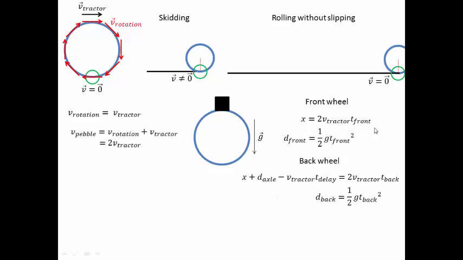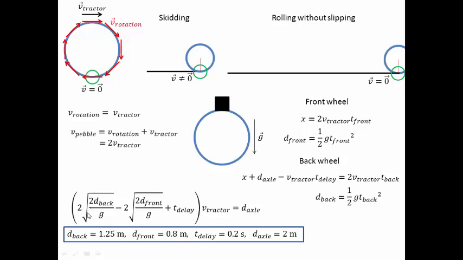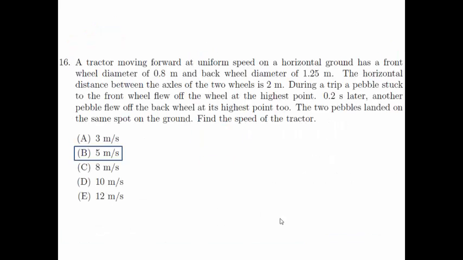So by rearranging all these four equations, we can get the final equation for the velocity of the tractor as shown here. Now the values of all the parameters shown in this equation are given in the question as shown here. So by substituting all the values into this equation, we get the final answer for the velocity of the tractor being 5 meters per second. Therefore, the answer to this question is B, 5 meters per second.